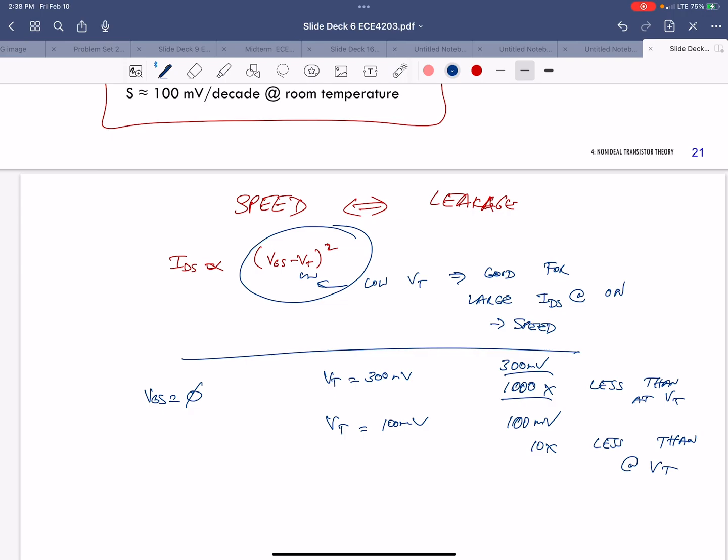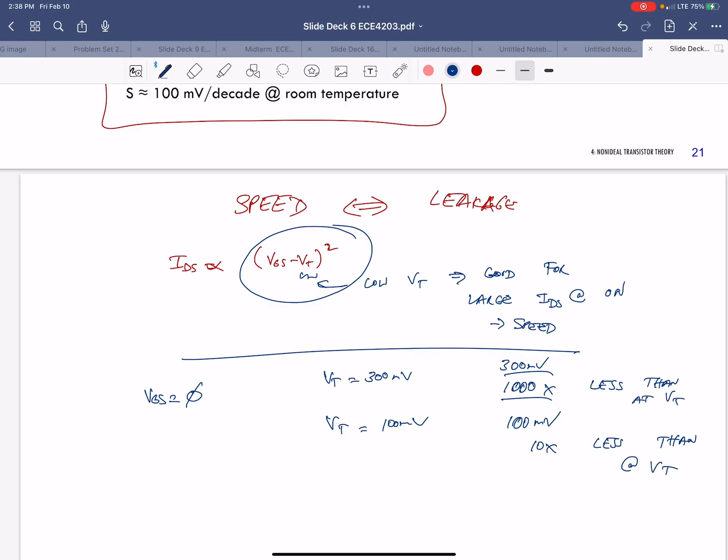Can you repeat that one more time? Sure. So did you get the part about how lower VT gets you more on current? Mm-hmm. Okay, so that's good, right? Now, let's say that sort of 10% of the chip is on, chugging along. The rest of the chip is off.